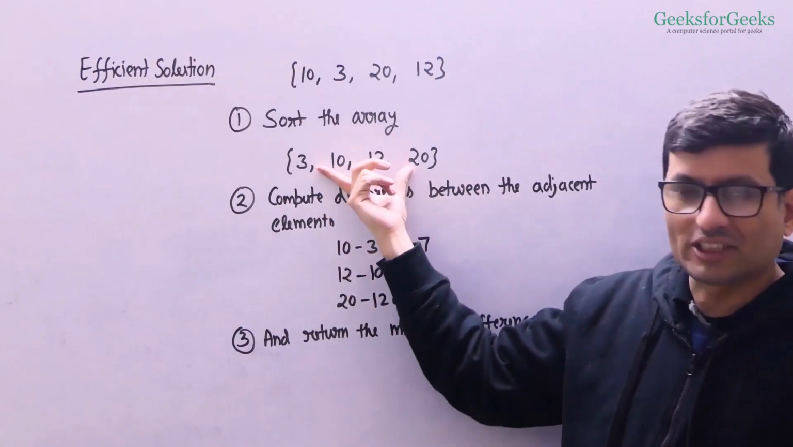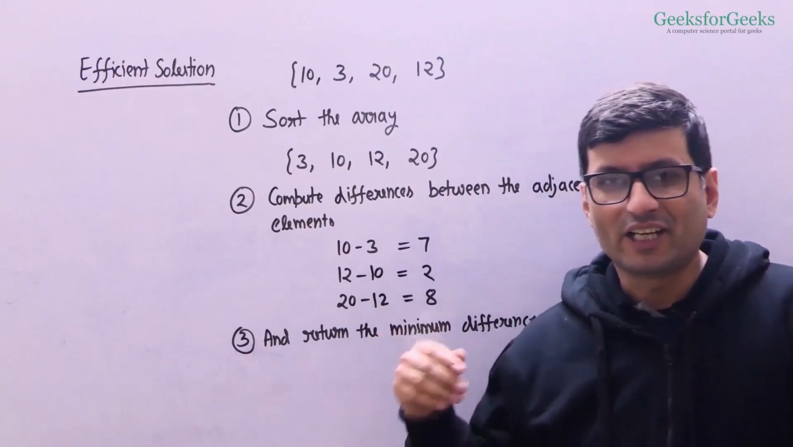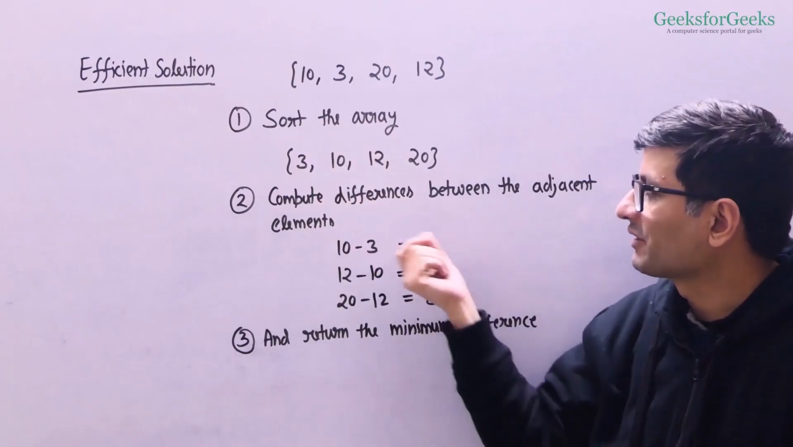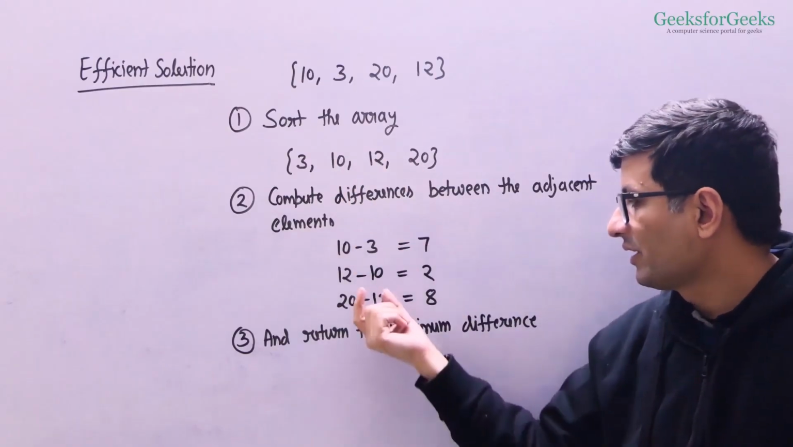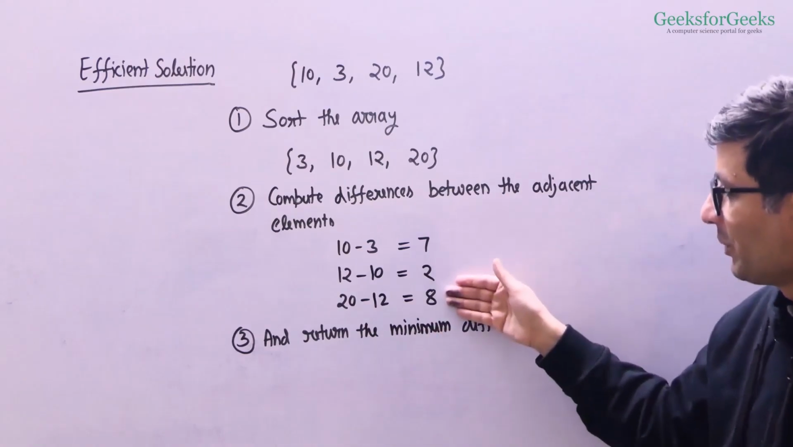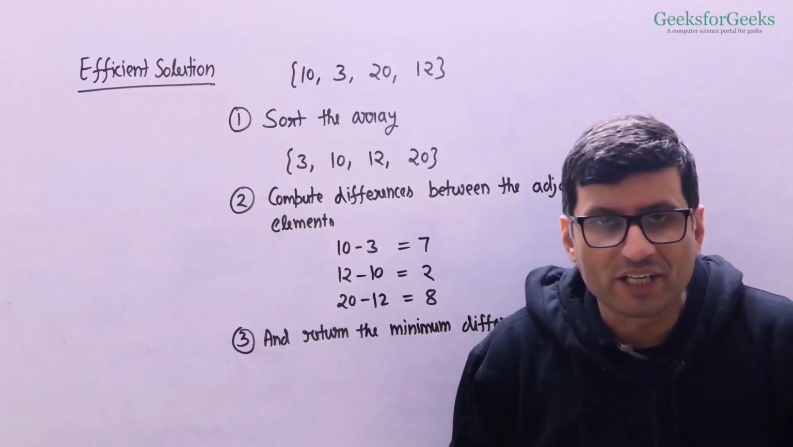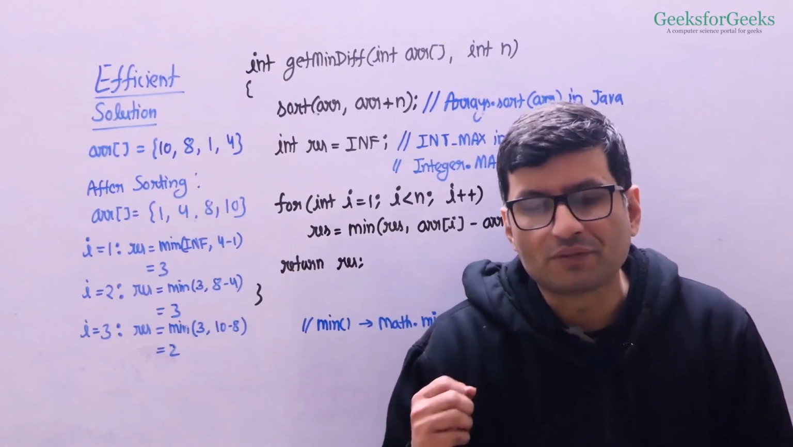So once you have arranged in such a way, you can just traverse this array and find the difference between adjacent elements, like 10 and 3, 7; 10 and 12, 2; 20 and 12, 8; and just return the minimum of these differences, which is 2, right? So you have enough idea now. Please pause this video and write down the code. Here is the implementation of the efficient approach.